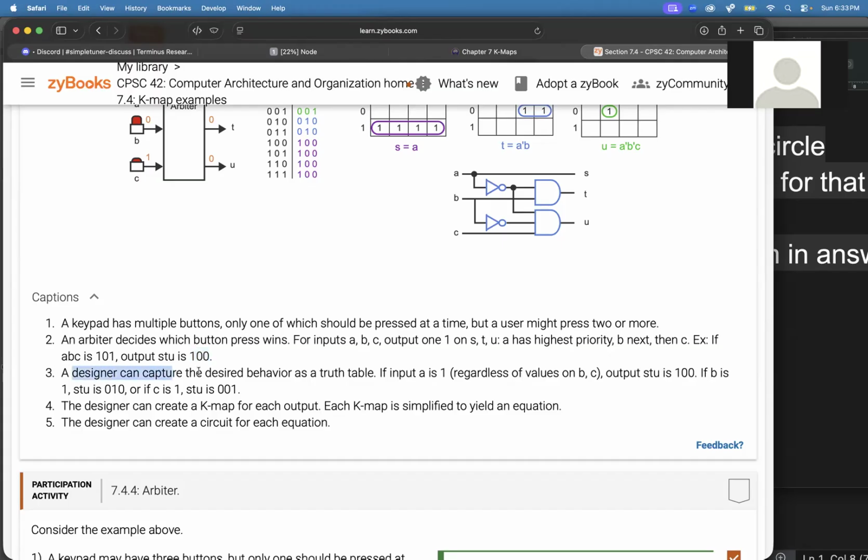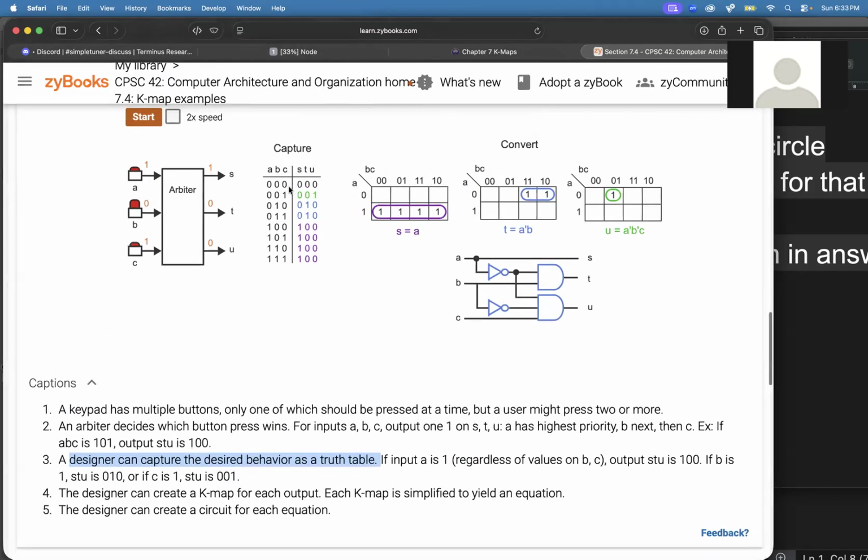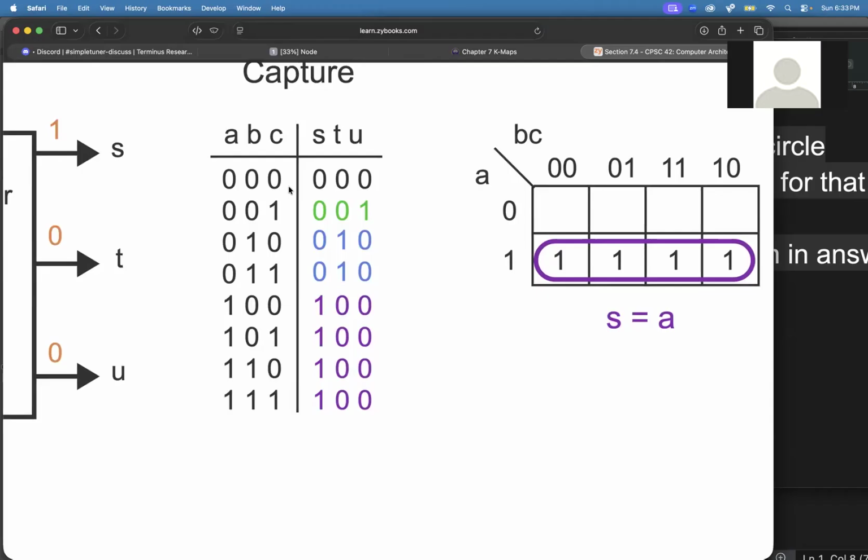A designer can capture this behavior with a truth table. So what they're doing here is if you look at the truth table, if somebody just presses button C, then we output button C.